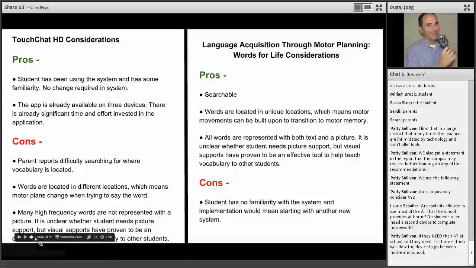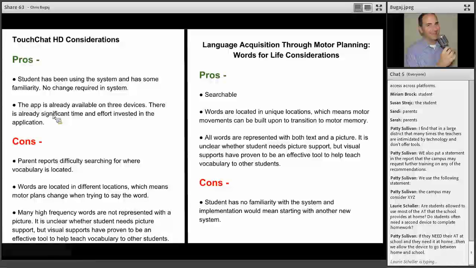Met with the parent, met with the educators separately and then together, and kind of analyzed the situation. And then the write-up afterwards was this. Over on the left-hand side, you'll see the TouchChat considerations, and there's a list of pros and a list of cons specific to this student.